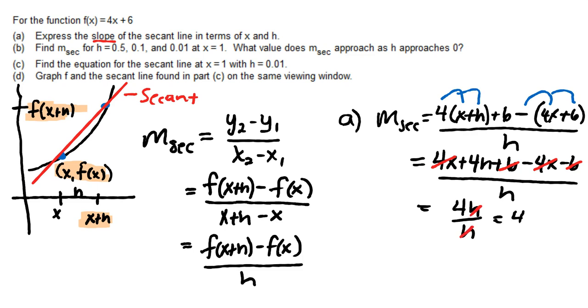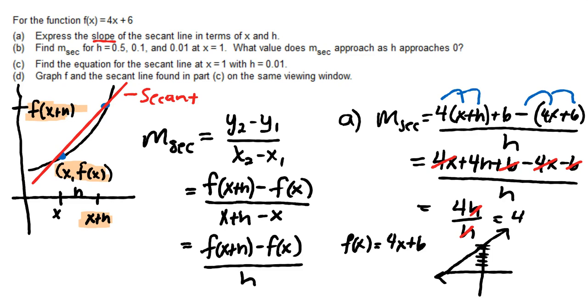So the slope of the secant line is 4, and that's a constant. Now, with a little bit of thinking about this, it makes sense that that slope is a constant, because f of x equals 4x plus 6 is a straight line. It has a y-intercept at 6 and a slope of 4.